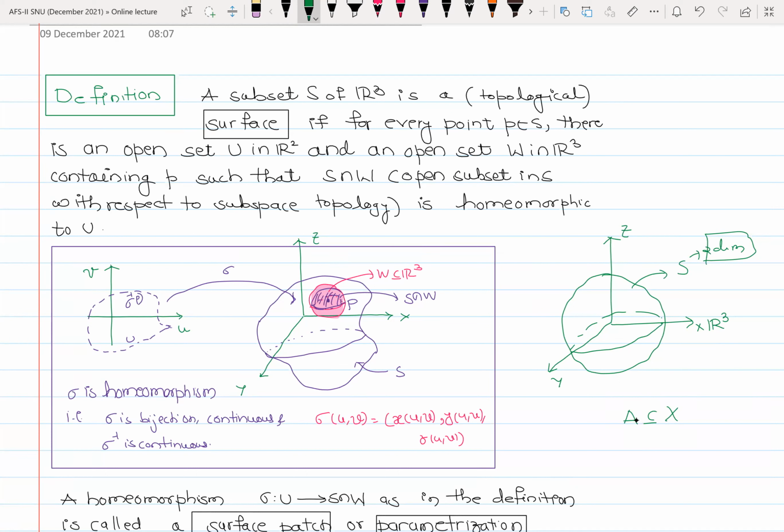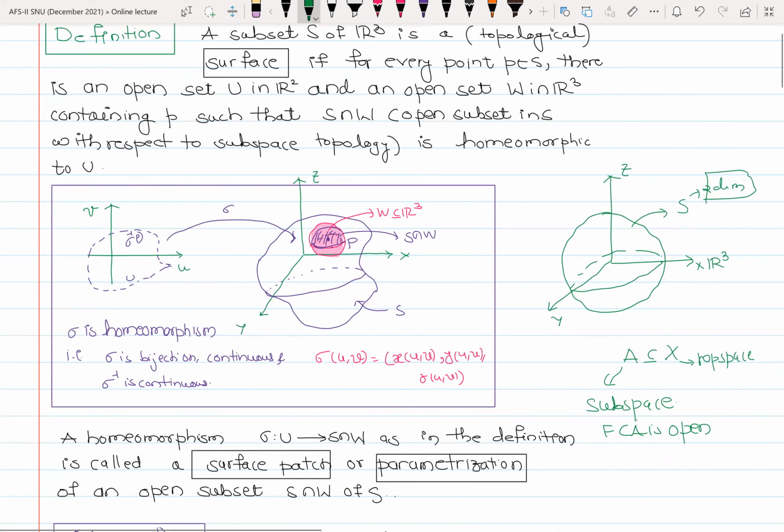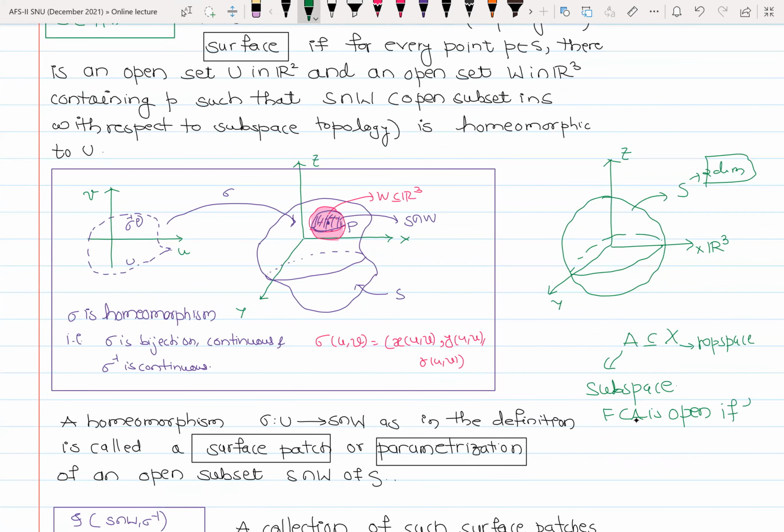Yes, ma'am. Right. So now, when A is a subset of X, where X is a topological space, we define something called the subspace topology on A, right? Yes. So what does subspace topology mean? Any subset F contained inside A is open if and only if, can you complete it? F equals some open set in X intersected with A.